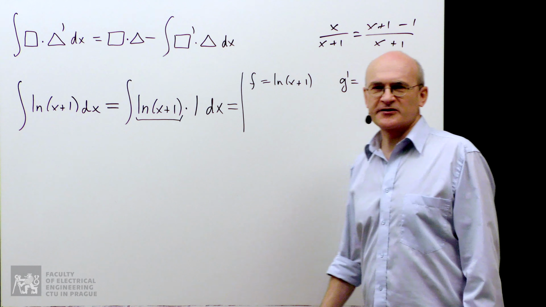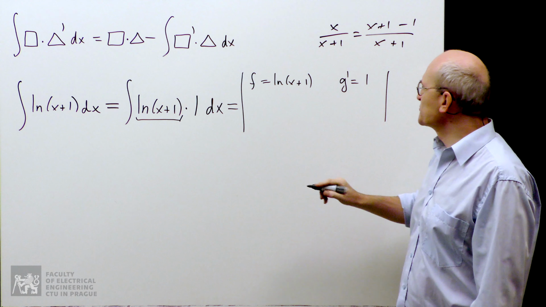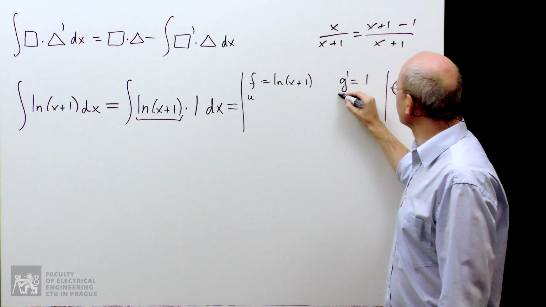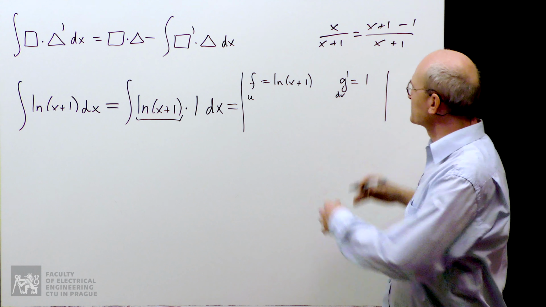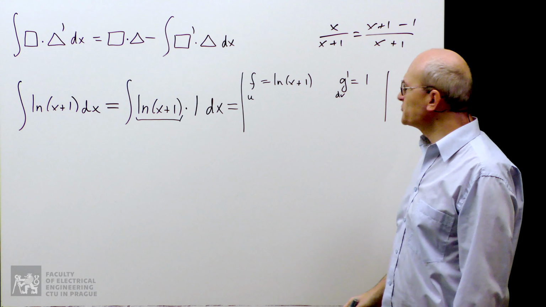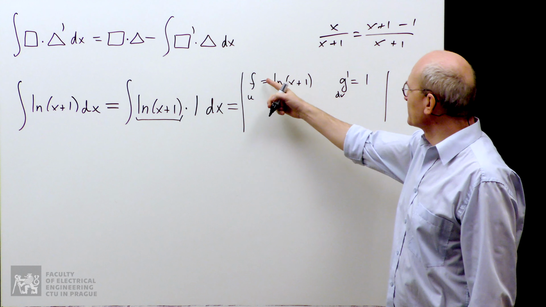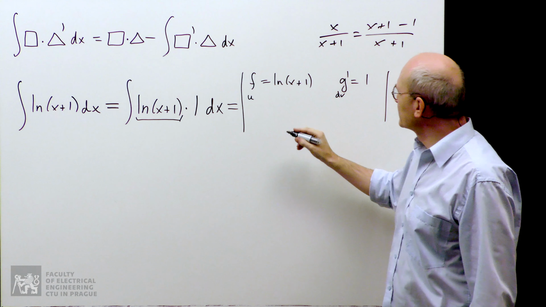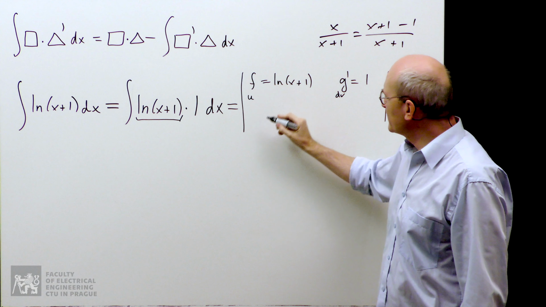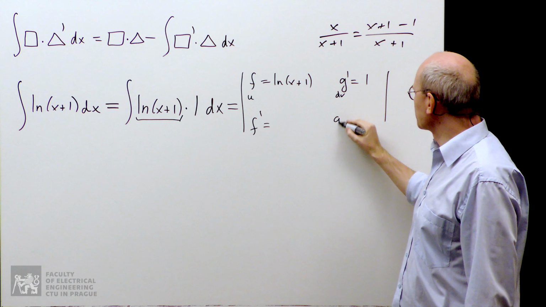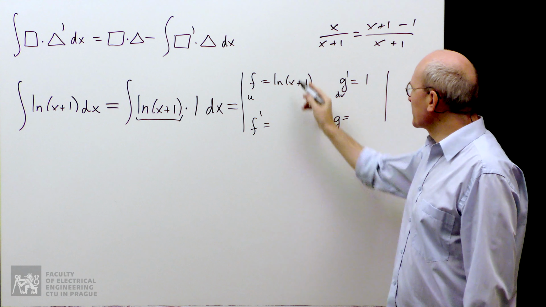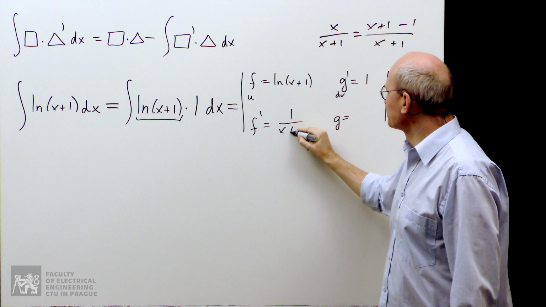Now perhaps you use different letters, u and v, or perhaps you used u here and dv here. It doesn't really make any difference. The mechanics is still the same. Anyway, what we should do, we should sort of pass to the opposite side. So we have f here, we want to know f prime, and we have g prime here, we want to know g. Okay, here we differentiate, very simple.